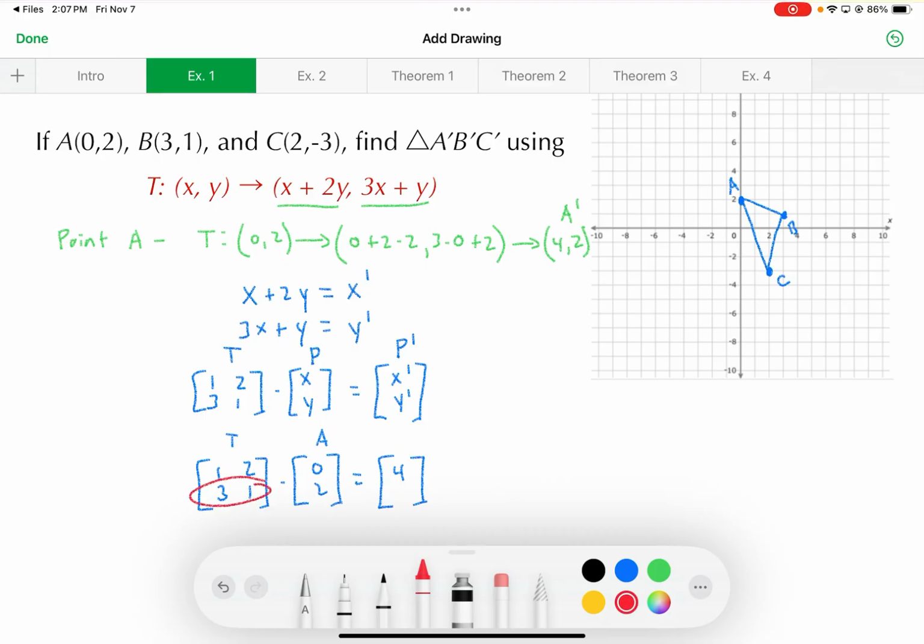Second row, first column, 3 times 0 is 0, added with 2, I'll get 2. And that gives me A prime, right?